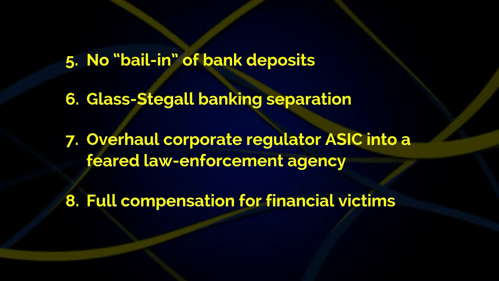7, overhaul corporate regulator ASIC into a feared law enforcement agency. End Australia's shameful reputation as a paradise for white-collar criminals by overhauling ASIC into an aggressive law enforcement agency feared by the banks. 8, full compensation for financial victims. Compel the banks and other financial institutions to fully compensate all of their financial victims, including the tens of thousands of cases from the decades before the 2018 Banking Royal Commission.